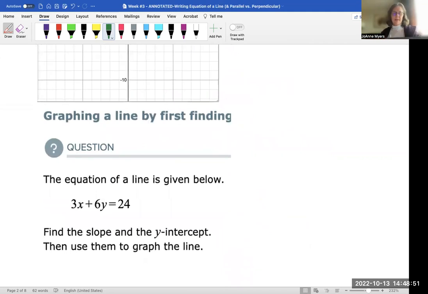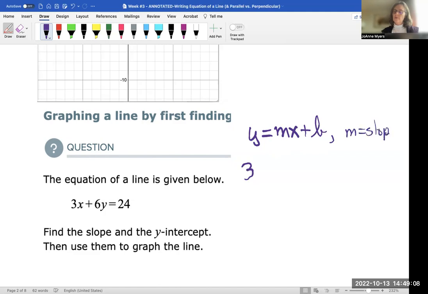Here's the equation of a line. Find the slope and the y-intercept, and then graph. So I'm going to rewrite in slope-intercept form, y equals mx plus b, where m is your slope, and the point 0, b is the y-intercept. It's where your line will actually cross the y-axis.